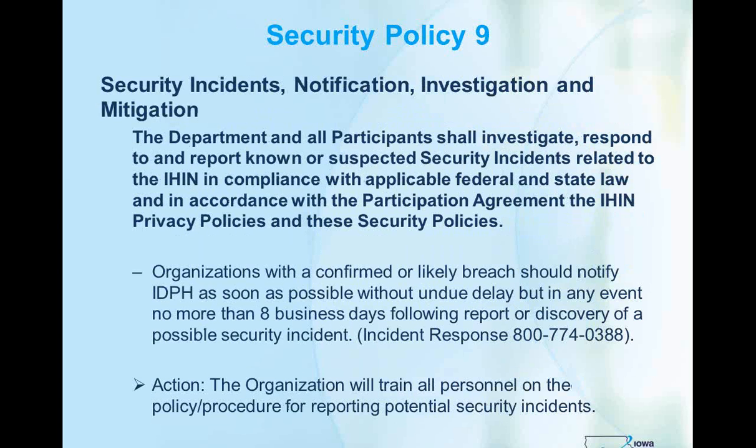Security Policy 9, Security Incidents, Notification, Investigation, and Mitigation, specifies that IDPH and organizations will investigate, respond to, and report known or suspected security incidents related to the IHIN in compliance with applicable federal and state law in accordance with the participation agreement, IHIN privacy policies, and these security policies. Organizations with a confirmed or likely breach should notify IDPH with as much information as soon as possible within 7 days. Your organization will train all personnel on the policy and procedure for reporting potential security incidents.